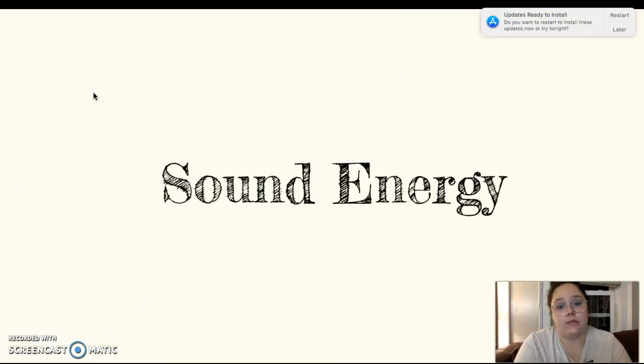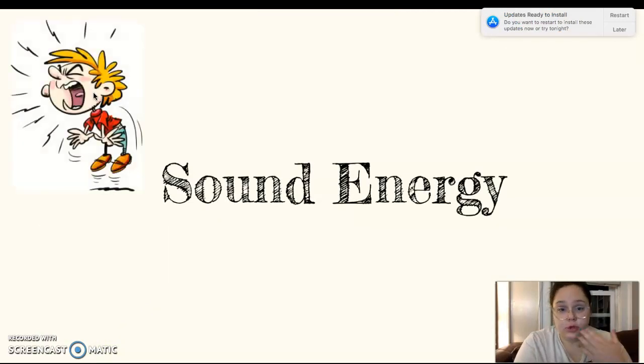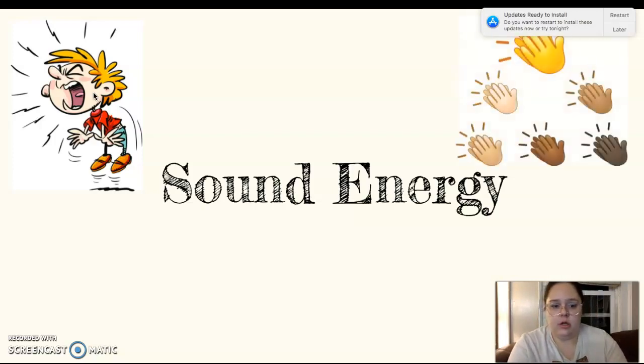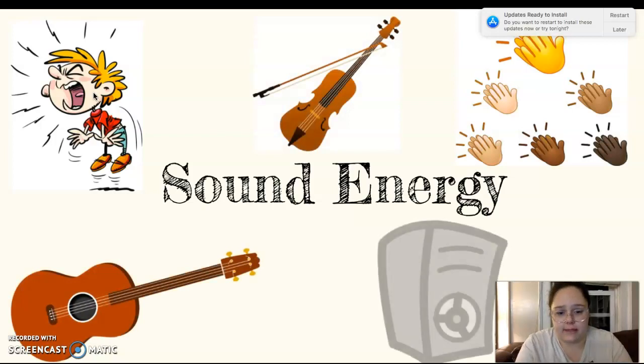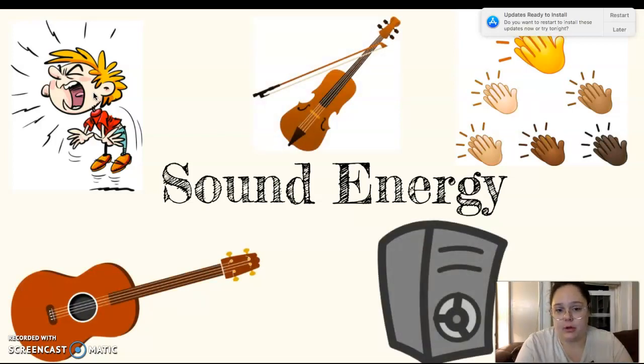Next one is sound energy. Your voice is an example of sound energy. Whether you are talking or yelling or singing, you are giving off sound energy. When you clap your hands, sound energy. Playing an instrument like a guitar or a violin, and a speaker, like if you're playing music, that's producing sound energy.